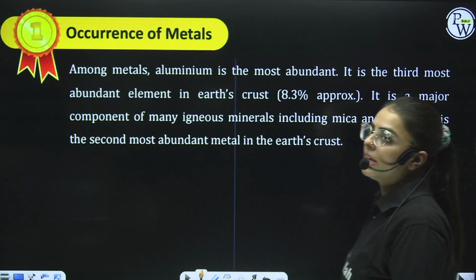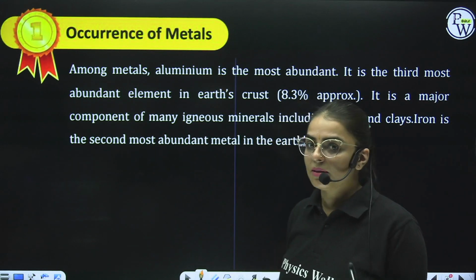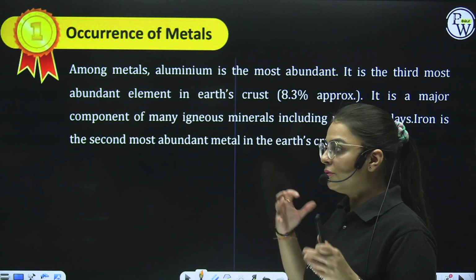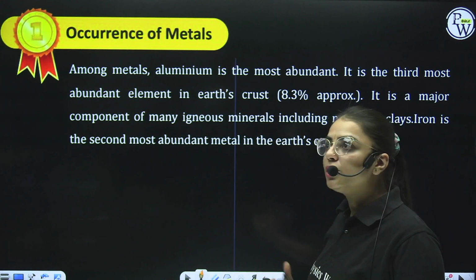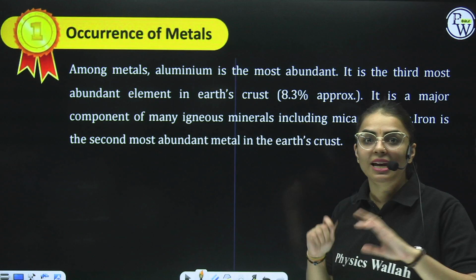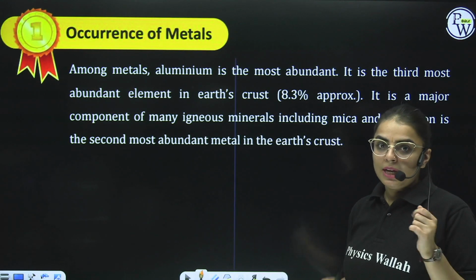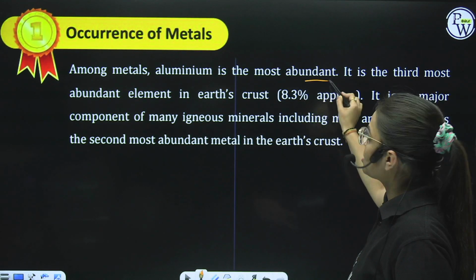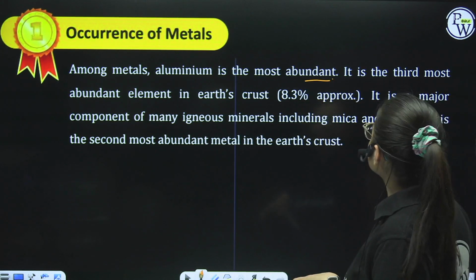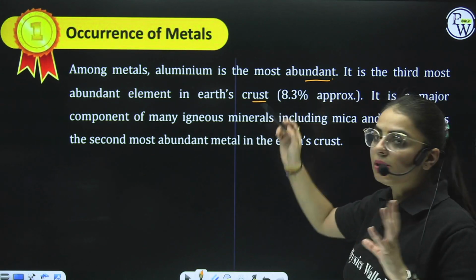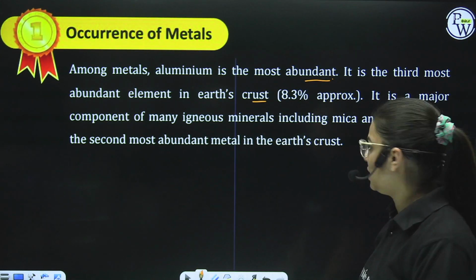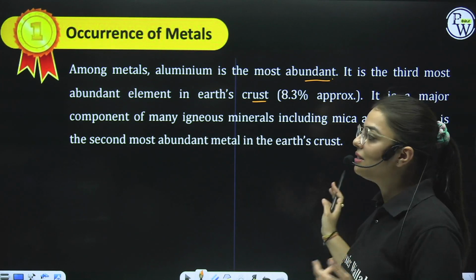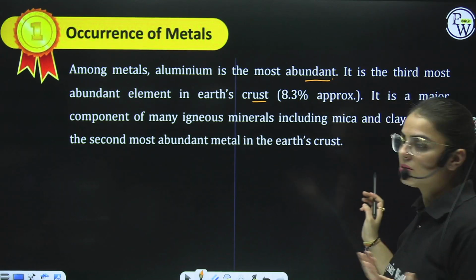Now students, comes your next part, that is occurrence of metals. Let us understand about this. If I talk about the most abundant metal, that is aluminium, which is found in the earth's crust. If I talk about abundance in terms of elements, aluminium comes at third number. In terms of metals, it is at first number. So among metals, aluminium is the most abundant. It is the third most abundant element in Earth's crust. It is a major component of many igneous minerals including mica and clays. Iron is the second most abundant metal in the Earth's crust.